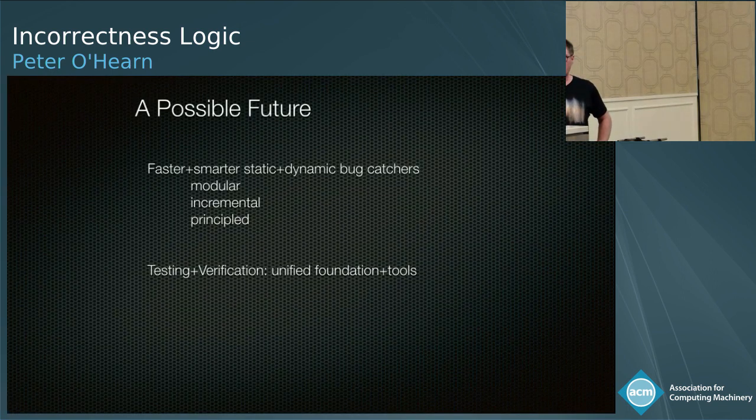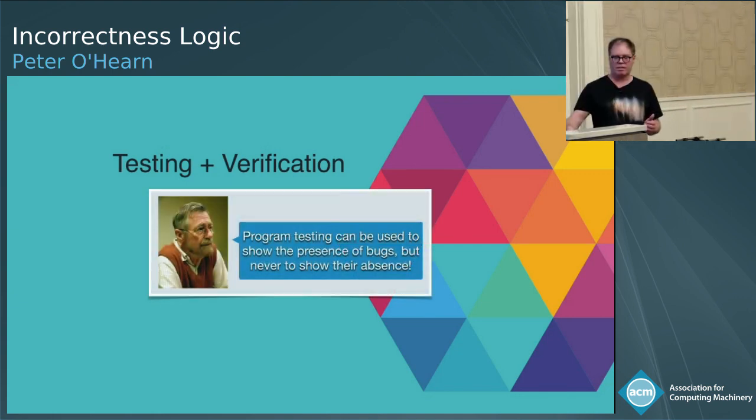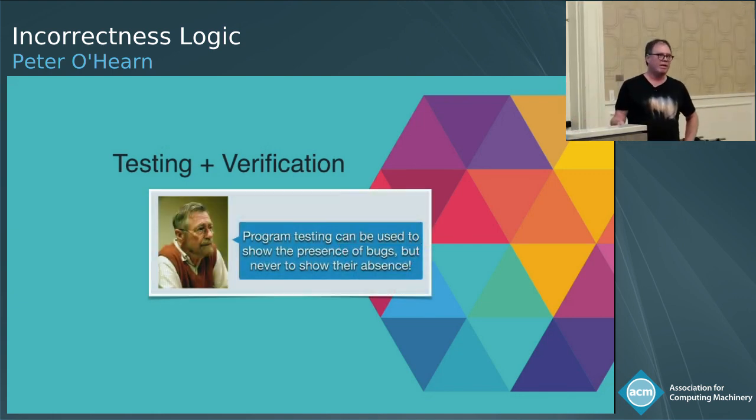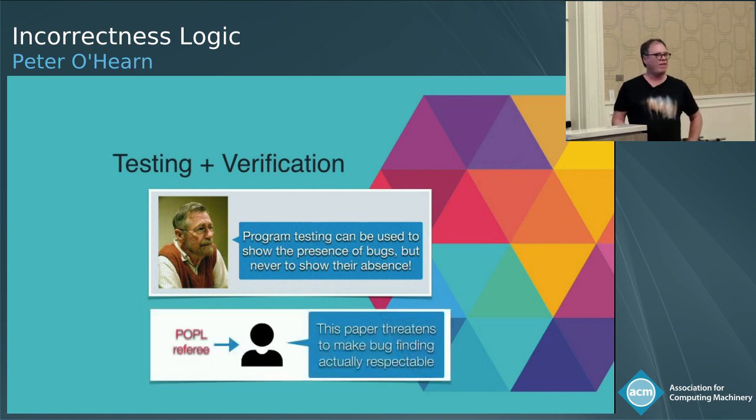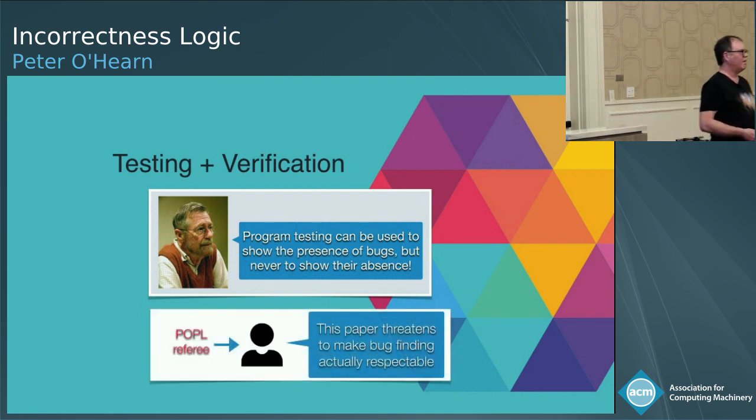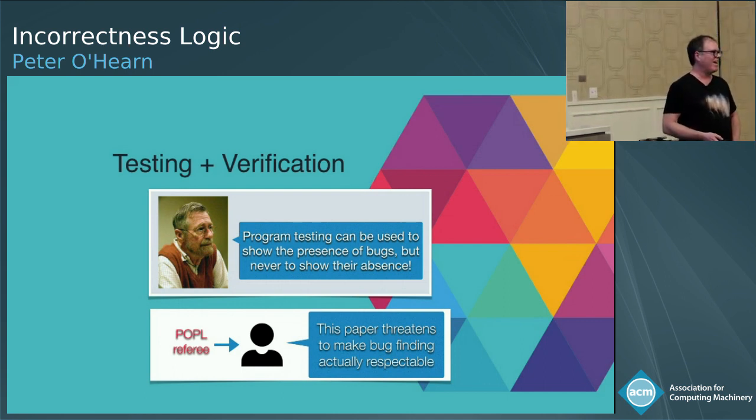So in order to conclude then, what I'm hoping is that we get faster and smarter dynamic bug catchers. And I'm also hoping that testing and verification can come together on a more unified foundation. And I just wanted to end with this thing. So Dijkstra said this, right? And people have sometimes poo-pooed testing from the verification perspective. And thanks to the POPL referee for this comment. But I'm hoping in a few years we won't need to make this kind of comment. Okay, thank you.